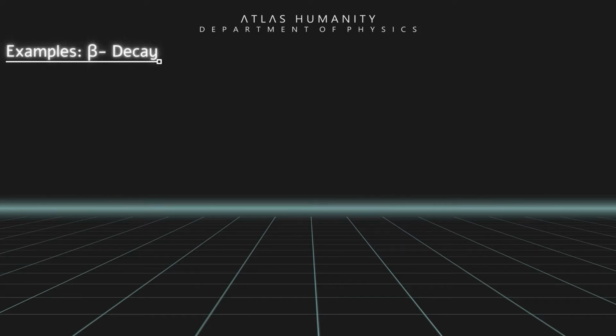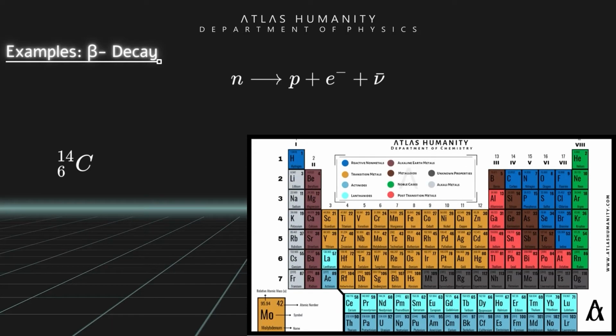Beta minus decay. In beta minus decay, a neutron spontaneously decays into a proton, an electron, and an antineutrino. Let's take carbon-14. Carbon is the 6th element of the periodic table, so we have 6 protons.